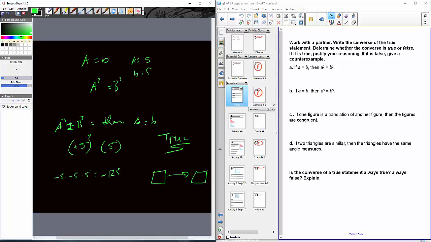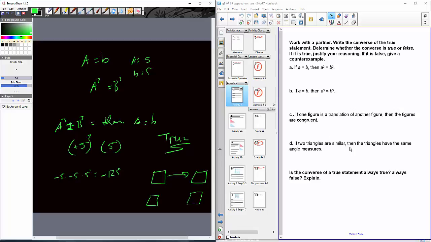Now the next one says, if two figures are congruent, then one figure is a translation of another. Well, not necessarily. I could have two images that are drawn that weren't actually moved. I mean, they were the same. So this is a false statement.